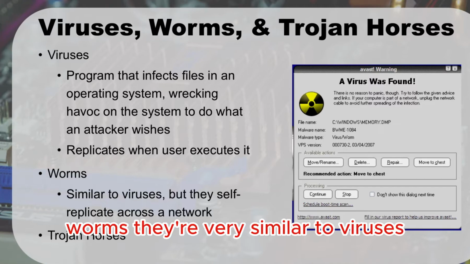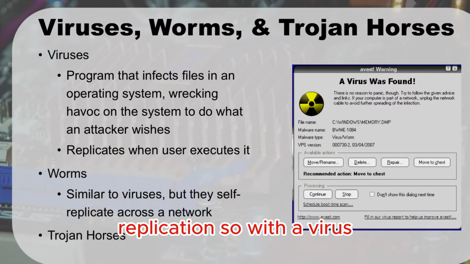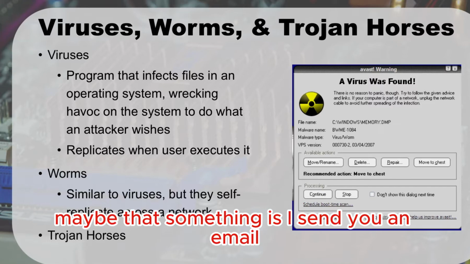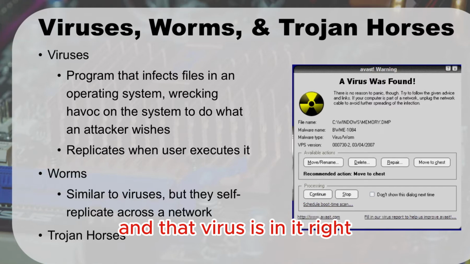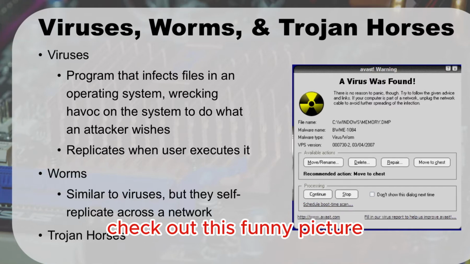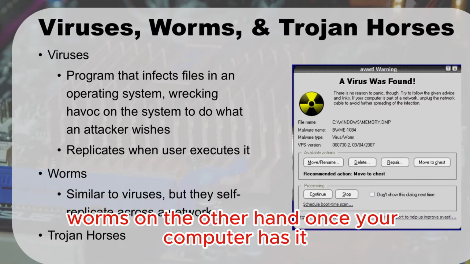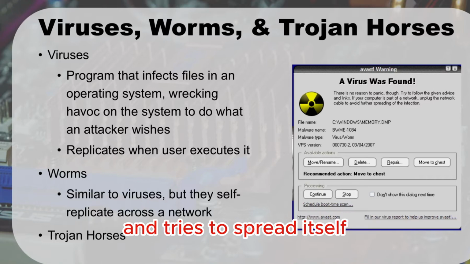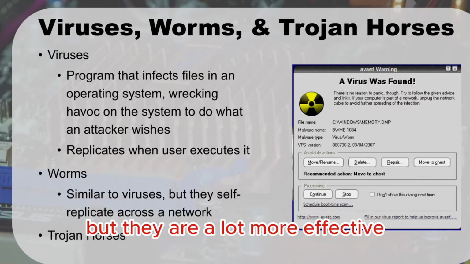Worms, they're very similar to viruses, but they have the ability to do what's called self-replication. So with a virus, I have to actually do something to spread that virus. Maybe that something is I send you an email, and that email has the attachment, and that virus is in it, right? Maybe I sent you a picture of, like, "Hey, check out this funny picture," and inside that picture is an embedded virus. Worms, on the other hand, once your computer has it, it starts going out across the network and tries to spread itself.